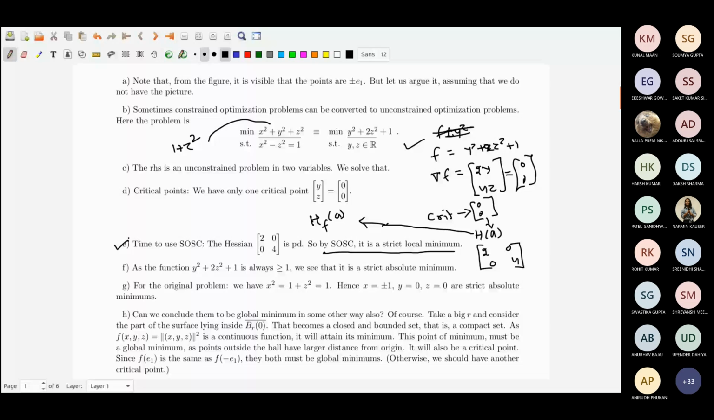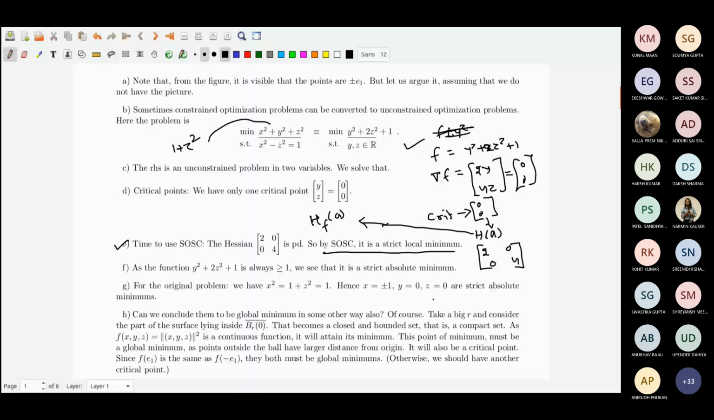So here, for example, since your function is y square plus 2z square plus 1, it is always greater than equal to 1, and at these points y equal to 0 and z equal to 0, the value is equal to 1. So this is an absolute minimum. And therefore the corresponding points, that is x equal to plus minus 1, y equal to 0, z equal to 0, are absolute minimum. In fact, strict absolute minimum.